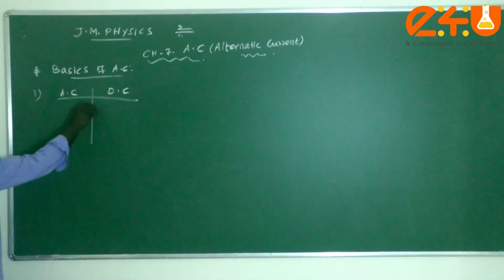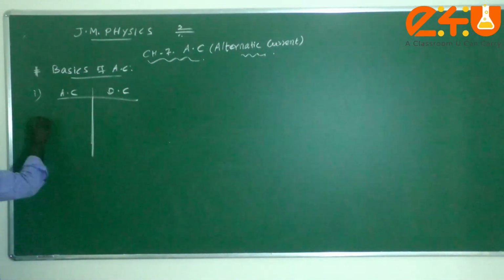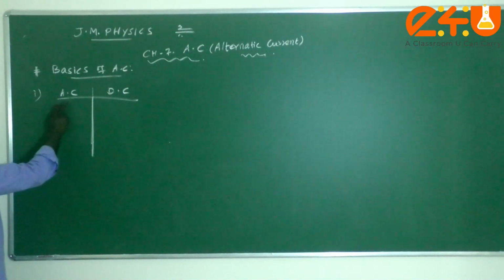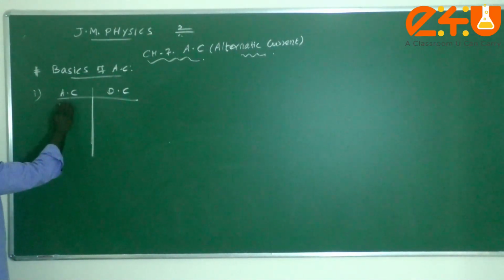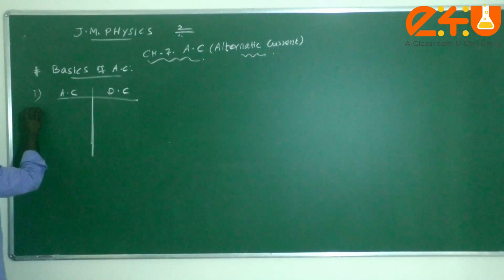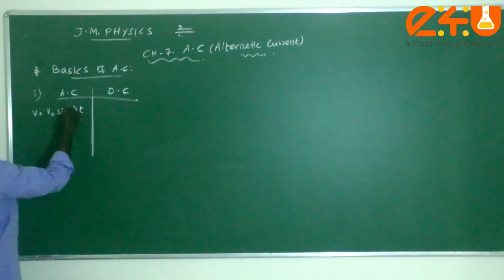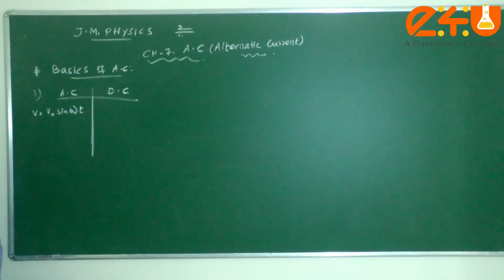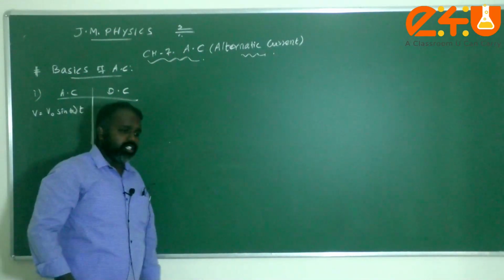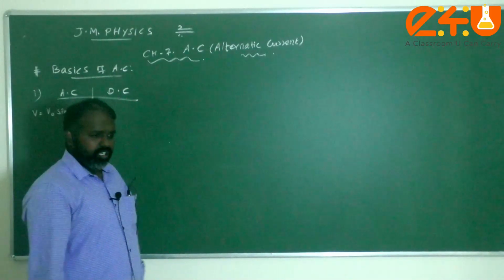So the main thing to differentiate is whether the magnitude is changing with respect to time. So that is called what, children? Say for example, voltage V is equal to V naught sin omega t. As we discussed in the AC generator, there we said E is equal to E naught sin omega t, where E is called induced EMF.